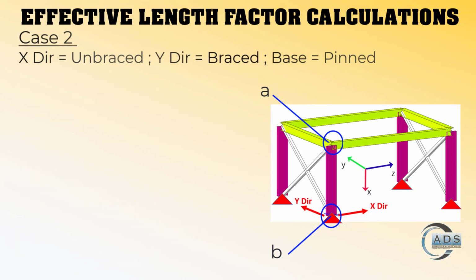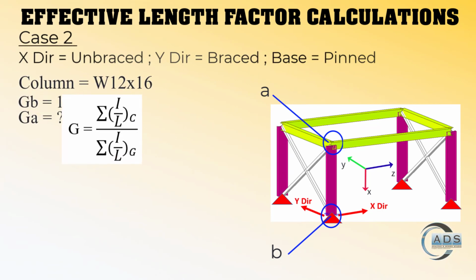Now let's find out KZ. In this regard, we have to consider the frame lies in the global YZ plane in which column undergoes bending about its minor axis, means Z local axis. Since the column base is pinned, GB is 10 here as well.